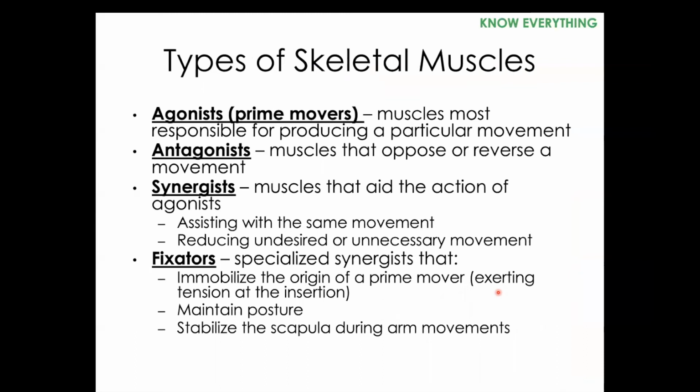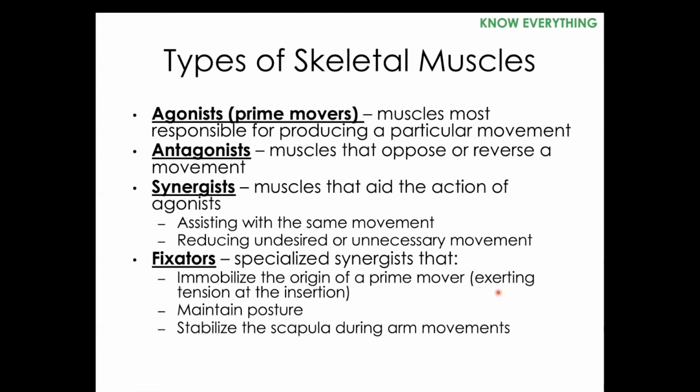So we have agonists, which are prime movers, and these are the muscles most responsible for producing a particular movement. An example is your bicep is the agonist for your elbow flexion. So if we do a bicep curl, that is the agonist. The antagonist is the muscle that opposes or reverses a movement. So again, with that bicep curl example, your agonist is your bicep, your antagonist would be your tricep on the back.